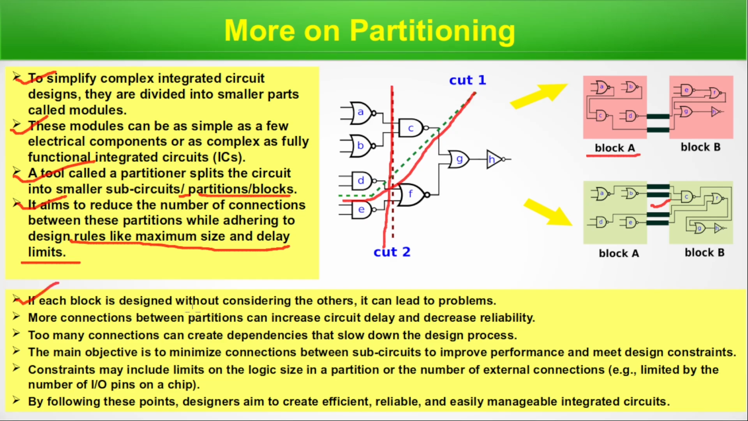Now, if each block is designed without considering the others, it can lead to problems. Since both blocks are part of a big design, we have to consider the others also while designing one. More connections between partitions can increase circuit delay and decrease reliability. We know that interconnection related reliability issues are there, and the IR drop will be more. So too many connections can create dependencies that slow down the design process. The main objective is to minimize connections between subcircuits to improve performance and meet design constraints.